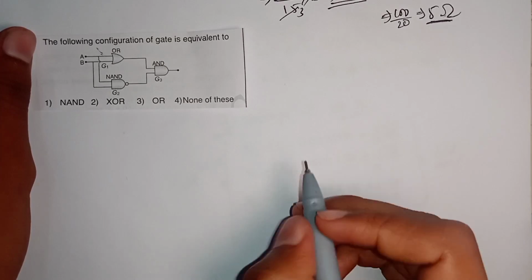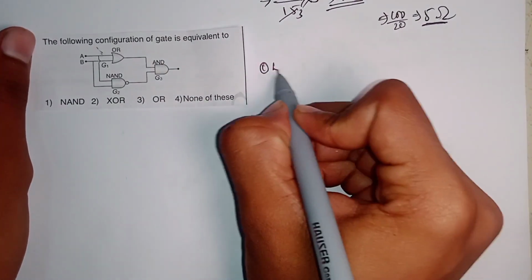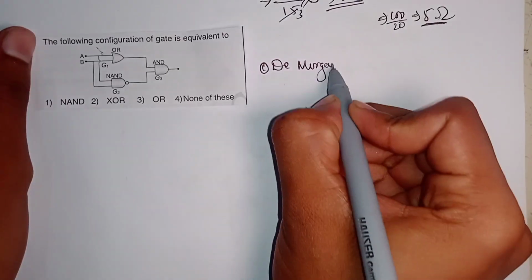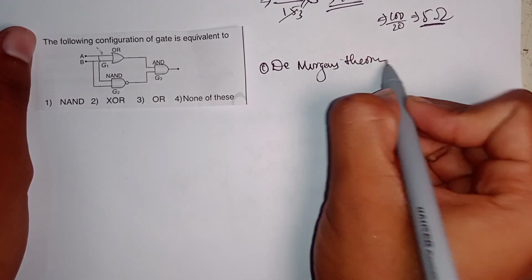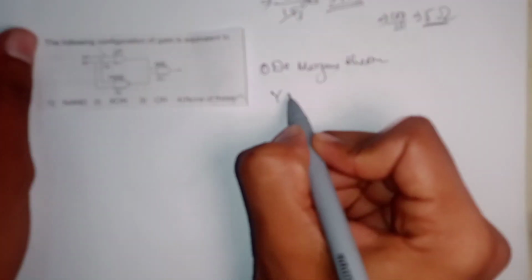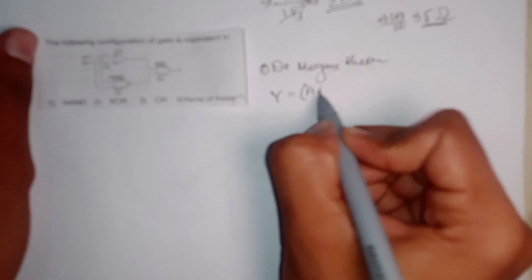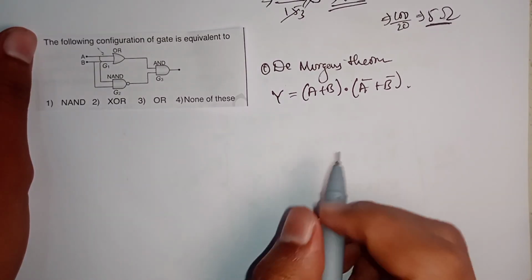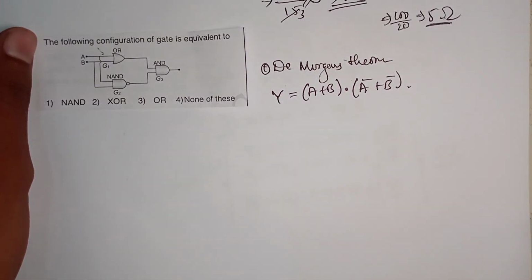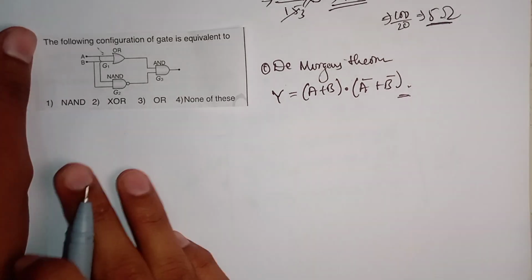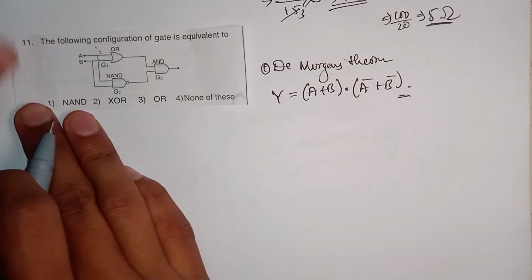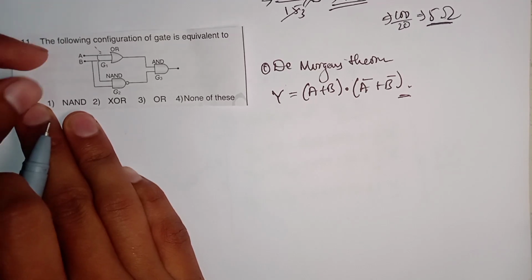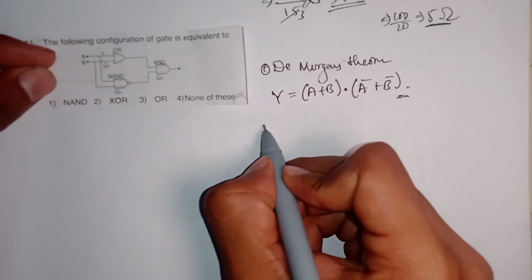You know, from De Morgan's theorem, the output Y is equal to (A plus B) dot (A bar plus B bar). This is what De Morgan's theorem says. By solving this question, I will tell you briefly how to tackle it.